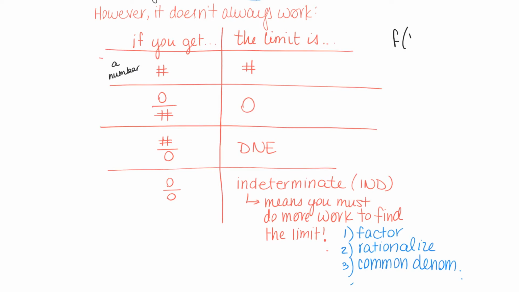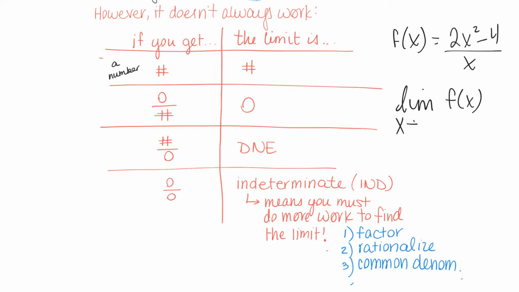Let's say we have f of x equals 2x squared minus 4 over x. Okay, so if I want to know what the limit of f of x is as x is approaching, let's say 2. Actually, let's say 1. If I want to know that, you're going to take this 1 and you're going to substitute it in here. All right? And then, based on whatever that gives you, you come over to this chart.